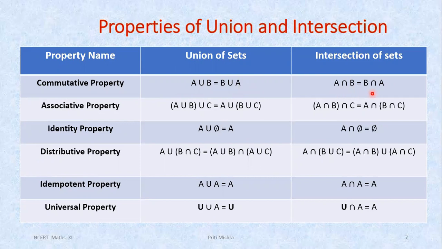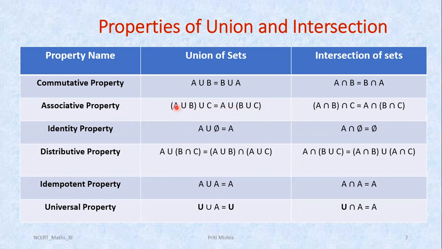Now for intersection of sets, the commutative property exists as well. If you write A intersection B or B intersection A, that is the same. Now, the second property is the associative property, means A union B union C will be equal to A union of B union C.